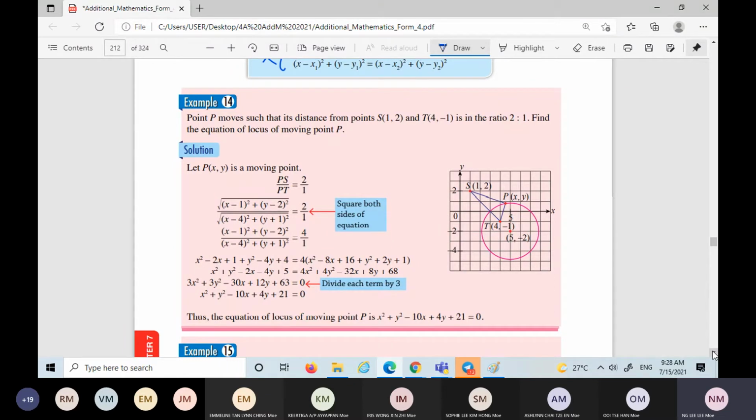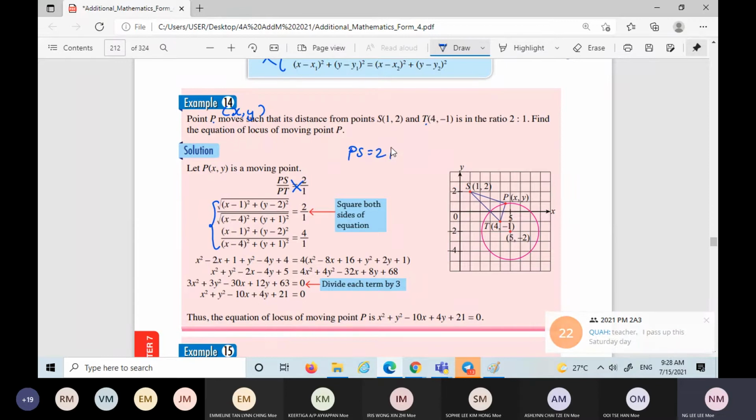Point P again, this is a moving point, so set this as xy. The distance from the points S and T is in the ratio 2 to 1, so PS over PT is 2 over 1. So we start from here. If it is difficult for you to write in this way, you can cross multiply first, so PS is equal to 2 PT.